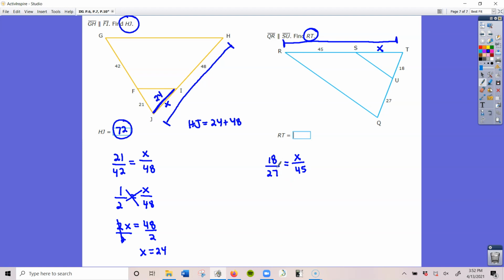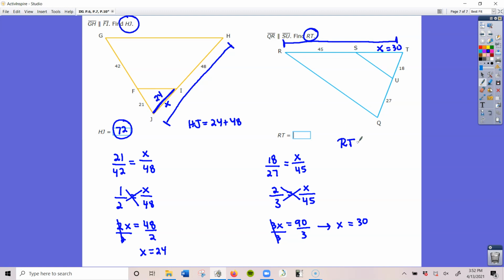18 and 27 can both be simplified by 9. 18 divided by 9 is 2, and 27 divided by 9 is 3. And this is going to equal X over 45. Now we cross multiply. 3 times X is 3X is equal to 2 times 45, which is 90. Divide the 3 to both sides, and we get that X is equal to 90 divided by 3, which is 30. So I know what this is now, but again, I need RT.